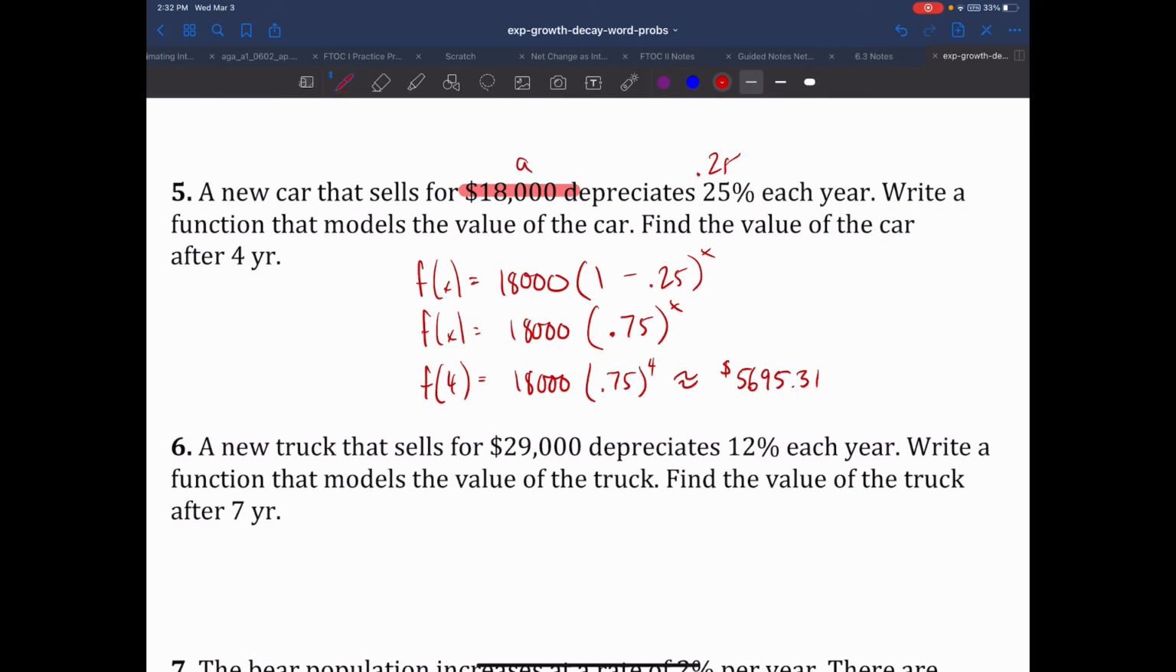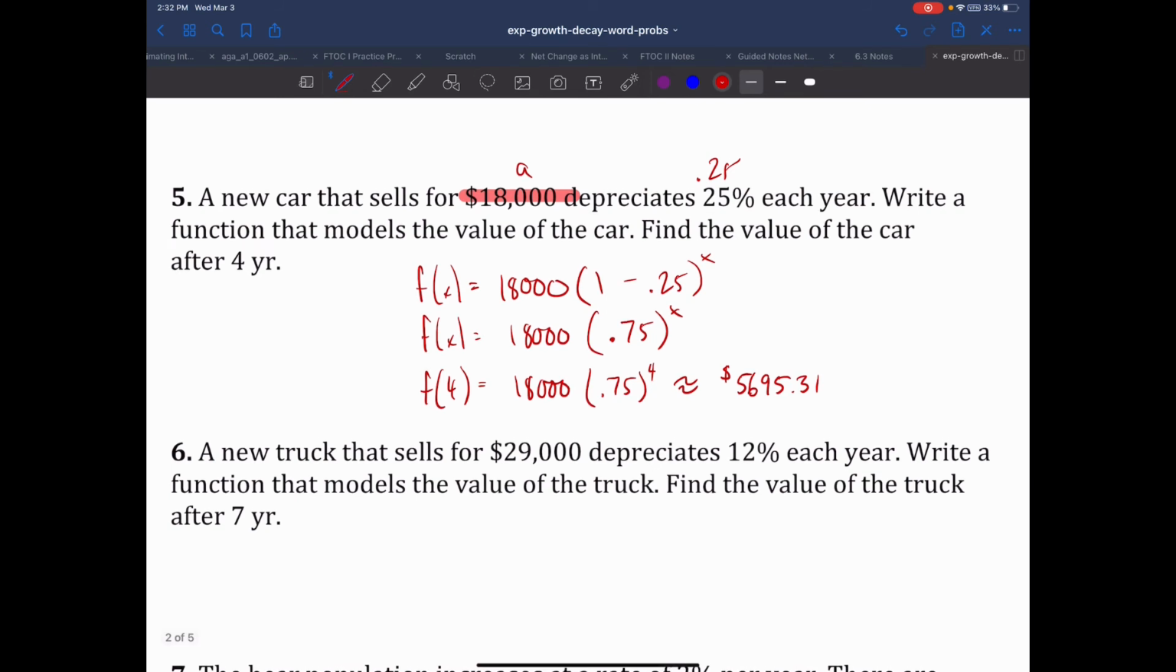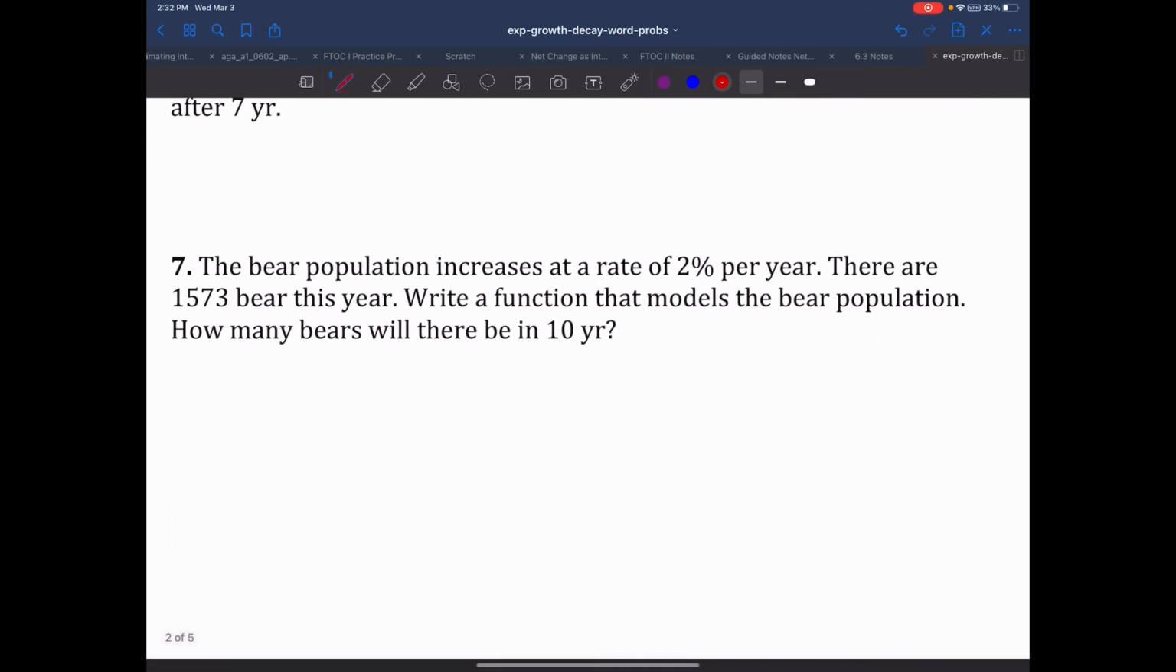Okay, and we'll just do one more of these. I'm going to do this bear population problem. So it says the bear population increases at a rate of 2% per year. And jump to changing 2% to a decimal, which is 0.02. And it says there are 1,573 bears this year. So that would be my A value. Write a function that models the bear population. How many bears will there be in 10 years?